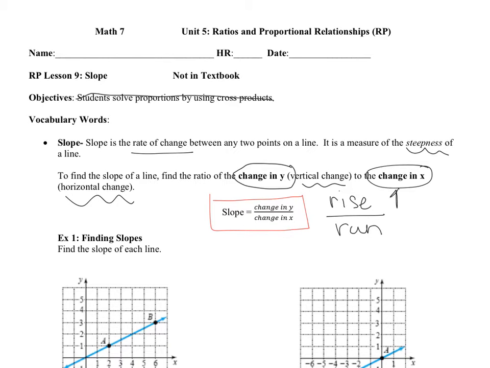So our rise would be either going up or going down, and our run would be going to the right or to the left. If we're going up, our sign is positive. If we're going down, our sign is negative. If we're going to the right, our sign is positive, and if we're going to the left, our sign is negative. Now you have been doing this before, you just didn't realize it. And now you have a fancy schmancy algebra vocabulary word to determine the slope of a line.